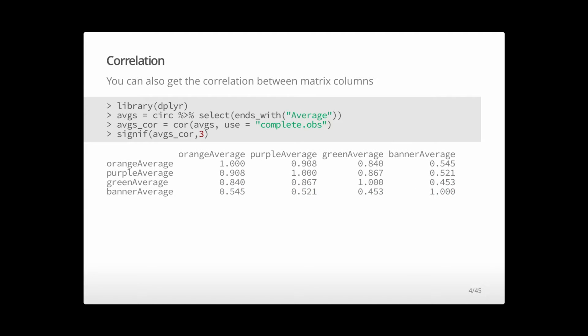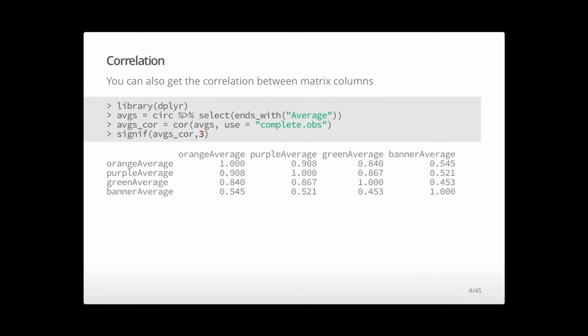Okay? If you give it a matrix rather than an x and a y vector, it will give you a correlation matrix back. Okay? So here, we selected the columns that end in average. Okay? Orange, purple, green, banner, average. We passed that into the cor function. It gives us a correlation matrix. Boom, everything on the diagonal should be 1. Everything is 100% correlated with itself. And the off diagonals are giving you the correlation. So the correlation between orange and purple is 0.908. Green and orange is 0.84.